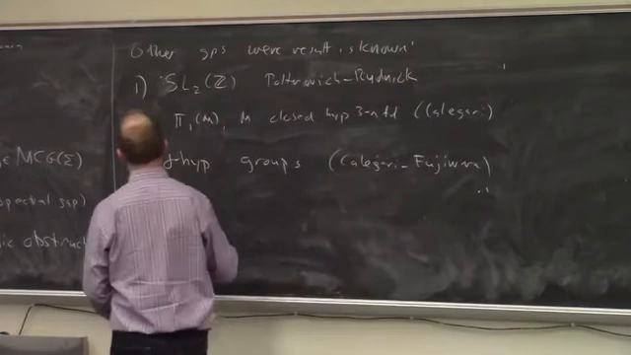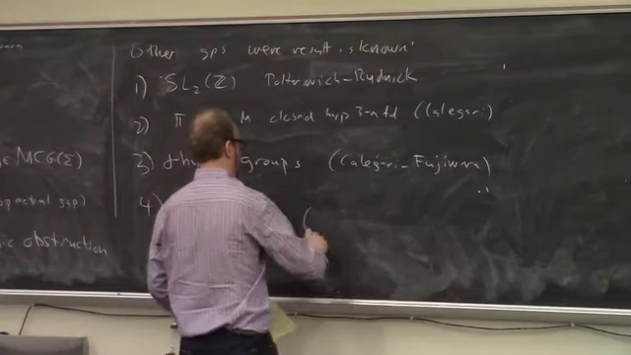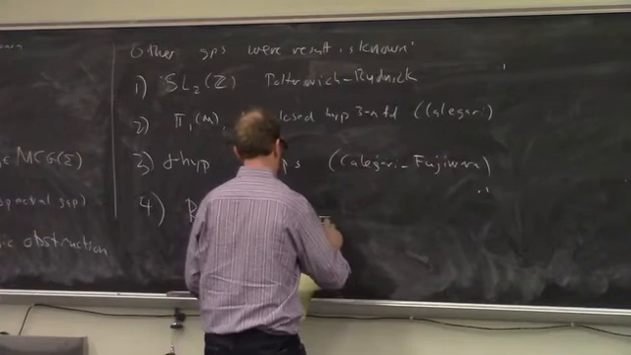And three, oops, four. Right-angled Artin groups. Rags. And this is Forrester. Wait, Furnos. Forrester.